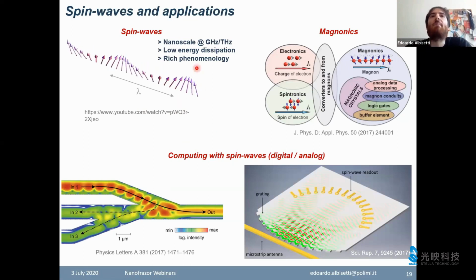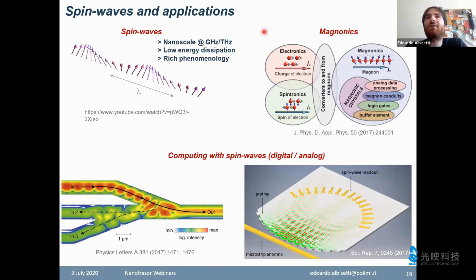The interesting thing about spin waves that may be interesting for computation is that they have a wavelength that can be down to the nanoscale, whereas electromagnetic waves in the same range are much larger. For example, in the gigahertz or terahertz range, they have a wavelength that can go down to a few nanometers. The other thing is that, being a motion of the spins, there's no motion of charge involved. And if there's no motion of charge, then you don't have Joule heating, so you have low energy dissipation.